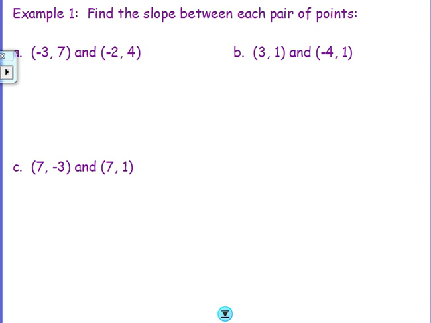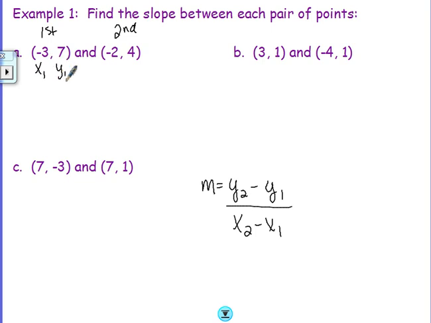It says find the slope between each pair of points. -3, 7 and -2, 4. Let's do this one first. If we recall, our slope formula was y2 minus y1 over x2 minus x1. So label your points. This is the first point, this is the second point. A point is always xy. So x1, y1, x2, y2. And we plug those numbers into our formula. 4 minus 7 over -2 minus -3.